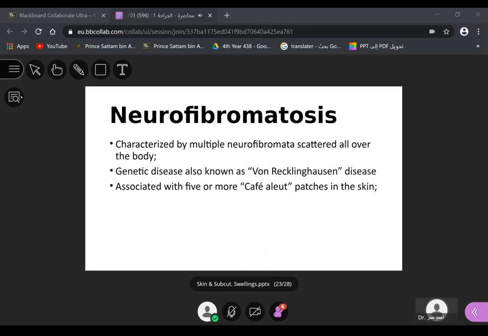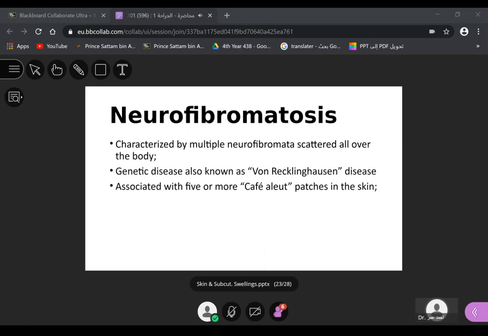The other benign tumors are neuromas. Usually this is happening in combination of nerve tissue and fibrous tissue. We call it neurofibroma. And this usually happens as multiple lesions, in a disease which is known as neurofibromatosis. Okay, and there is more than one type of this disease. However, when it happens with family history or family predisposition, we call it von Recklinghausen's disease.